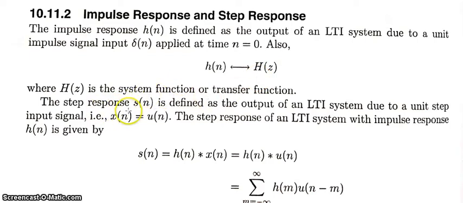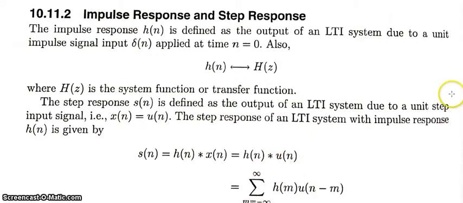Next is the step response s of n, that is defined as the output of an LTI system due to a unit step input signal, that is when x of n is equal to u of n. The step response of an LTI system with impulse response h of n is given by s of n equal to, we know output is the convolution between impulse response and the input, that is h of n convolved with x of n, and x of n is nothing but u of n.